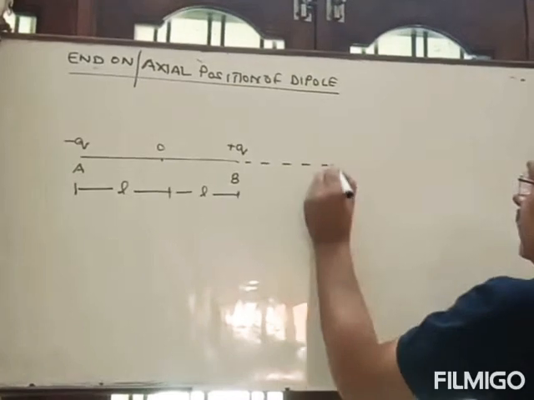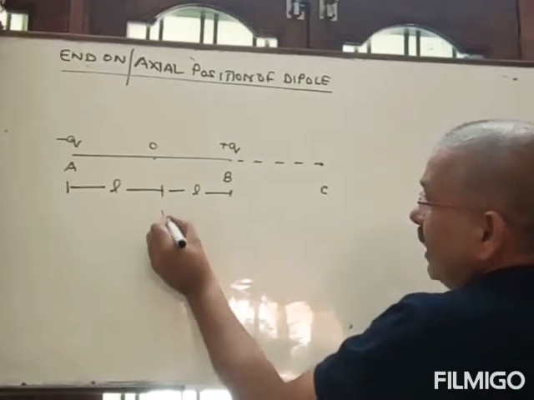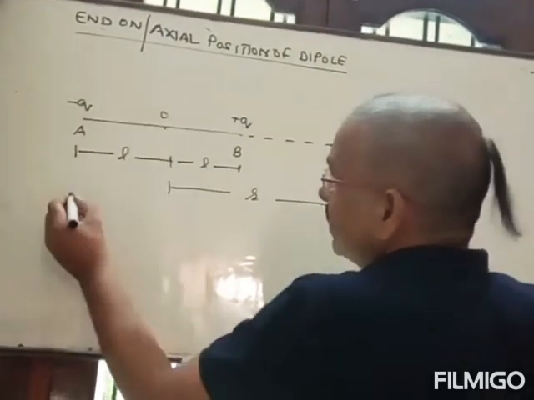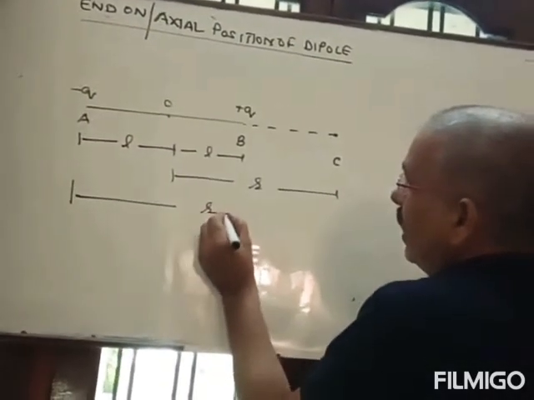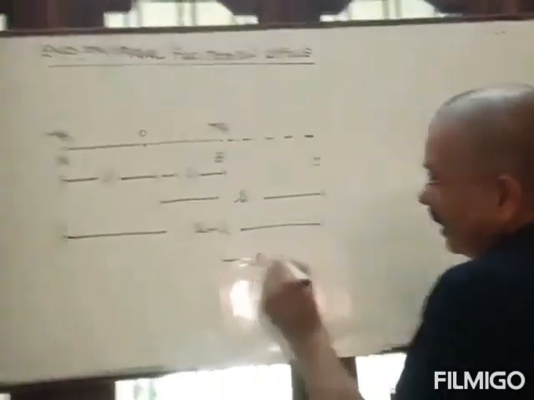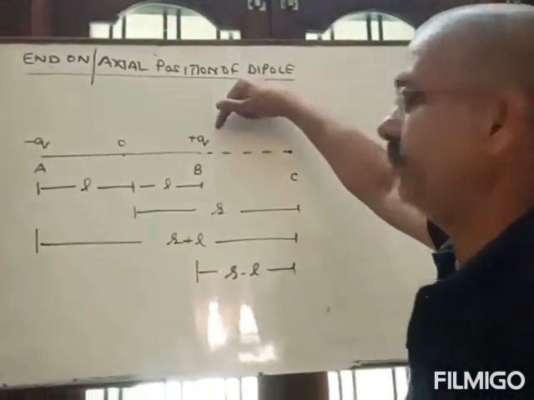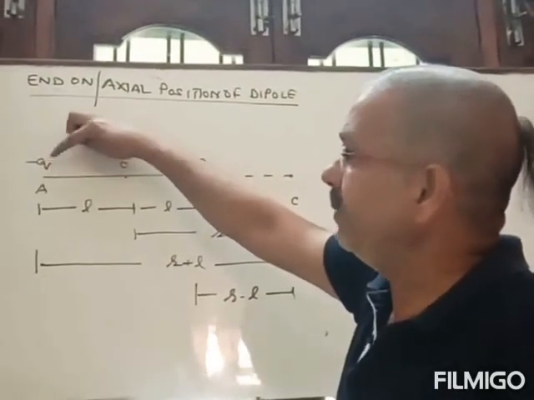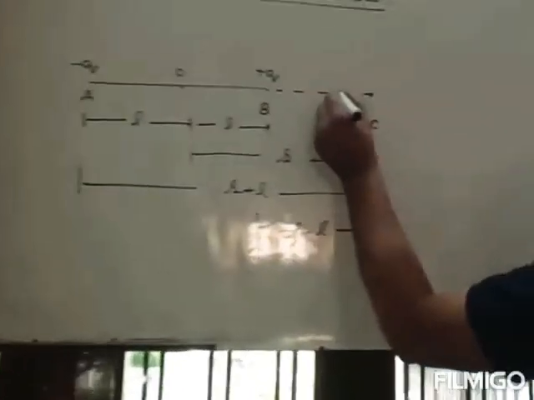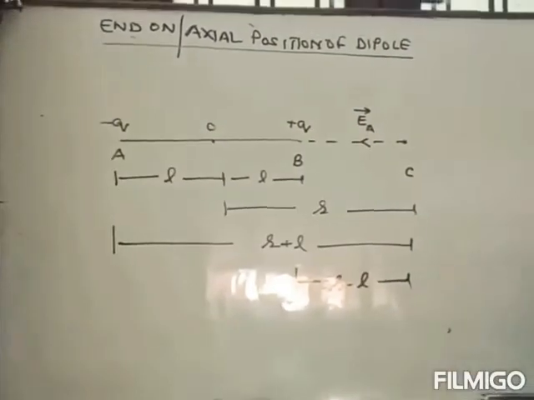We have to find the electric field intensity at point C, suppose on the axis of the dipole, which is at distance R from the dipole. So the distance of C from minus Q charge becomes R plus L, and from plus Q charge it becomes R minus L. Here at point C, both charges will produce their own electric field. Since at point A minus Q charge is kept, the direction of electric field at point C is along CA. So this is the direction of electric field which is produced by minus Q charge.